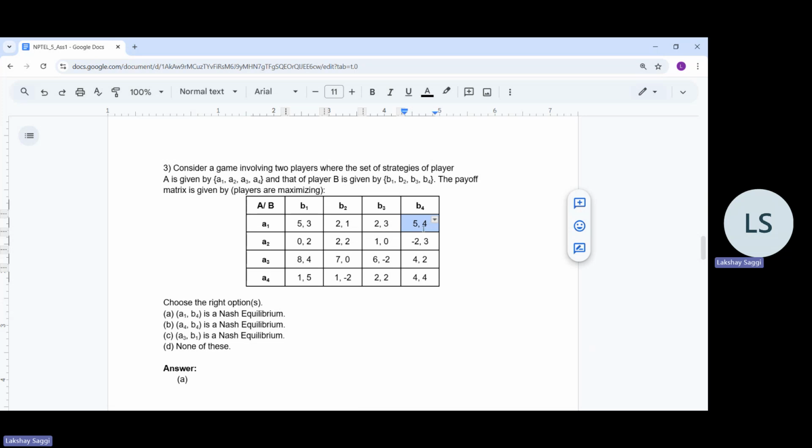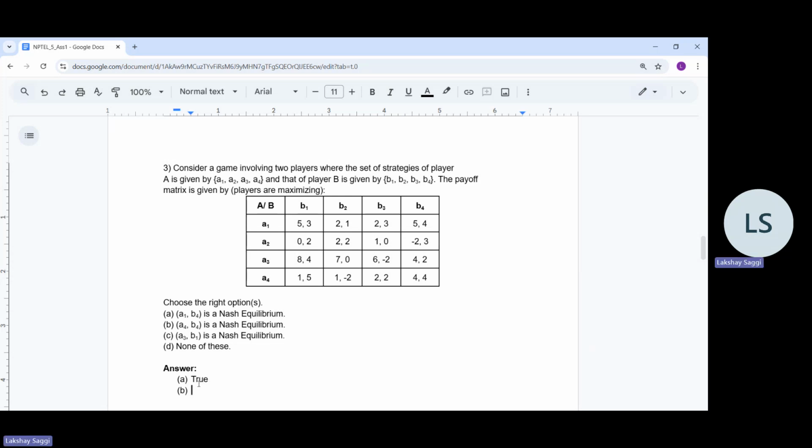But let's see for the row player. If the row player switches to A2, initially the payoff is 5, but switching to A2, the payoff becomes -2, which is less than 5, so no incentive to switch to A2. On playing A3, the payoff is 4, again no incentive to switch because 5 is greater than 4. And on A4 also no incentive to switch because 5 is greater than 4. So this A1, B4 is actually a Nash equilibrium. So this statement is actually true.